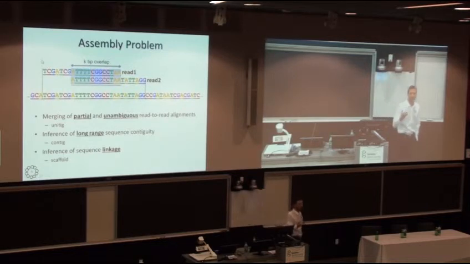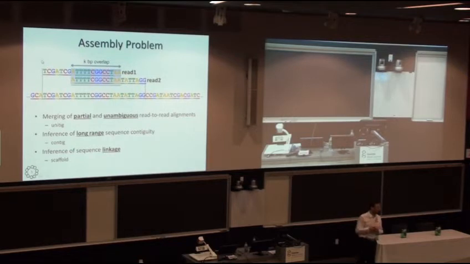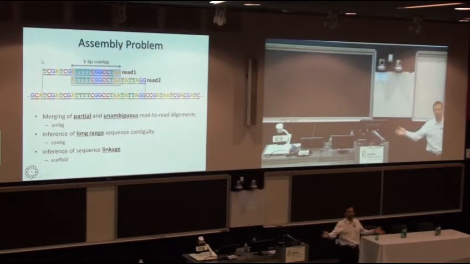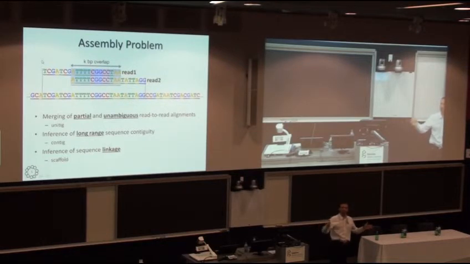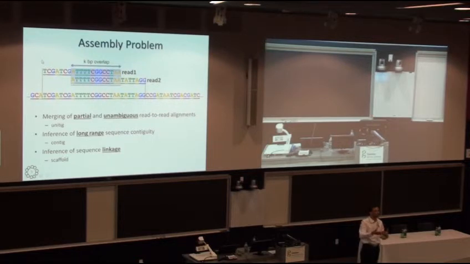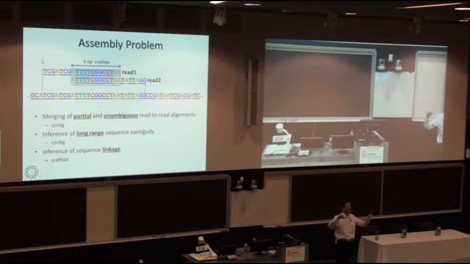So what is the assembly problem? The assembly problem in a nutshell is identification of partial and ambiguous read-to-read overlaps and merging them into longer sequences called unitigs. And if you have longer range connectivity information, you bring those unitigs together to form your contigs. And if you have further linkage information, but you're not sure about the exact sequence in the middle, then you can build them into even longer scaffolds.